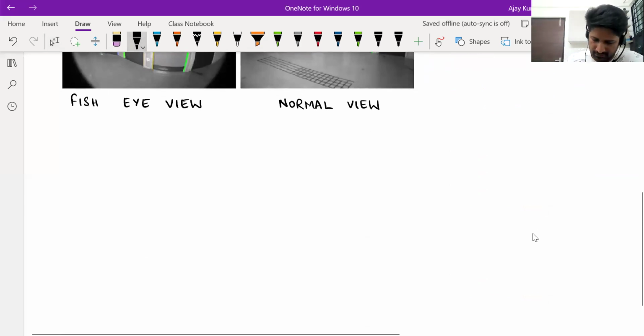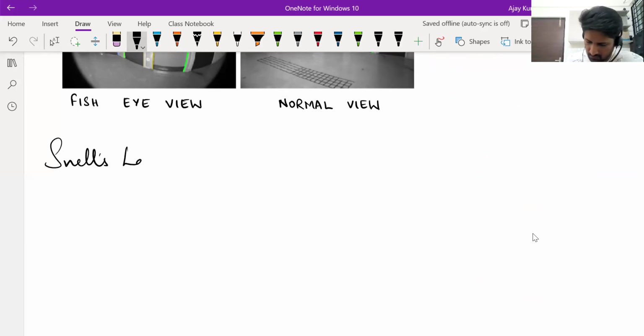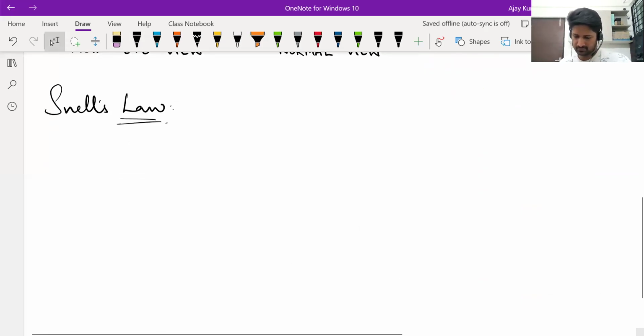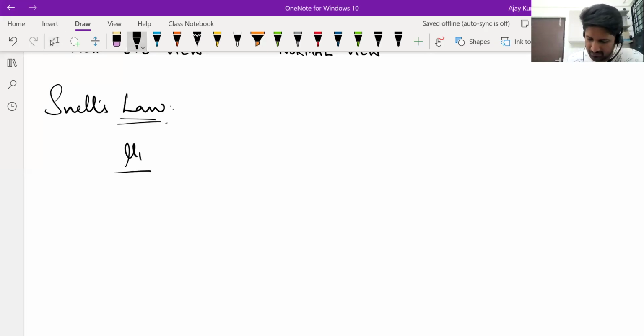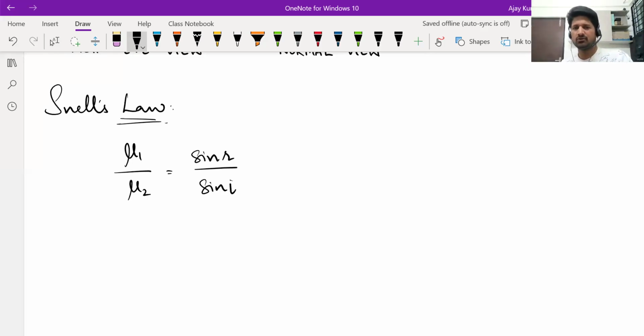Rishi, tell me the formula for Snell's law. Sir, mu1 by mu2 is equal to sine I by sine R. Okay, repeat. Mu1 by mu2 is equal to? Sine I by sine R. Okay, it is sine R by sine I. You can better remember it as mu1 sine I is equal to mu2 sine R.